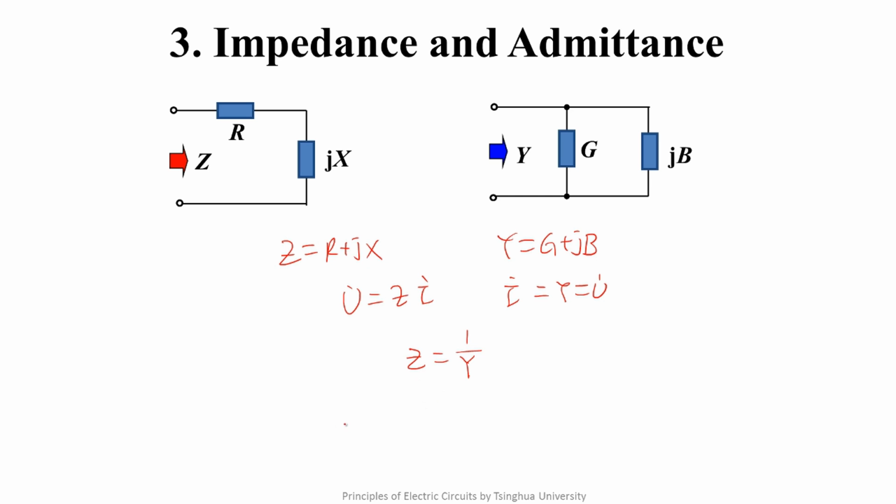We need to point out that Z and Y being reciprocal doesn't mean that R and G are reciprocal, or X and B are reciprocal. You must remember this.